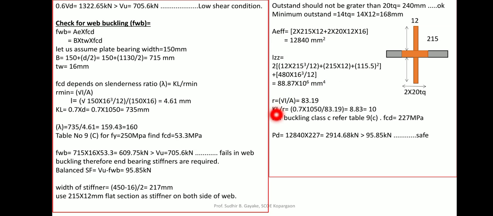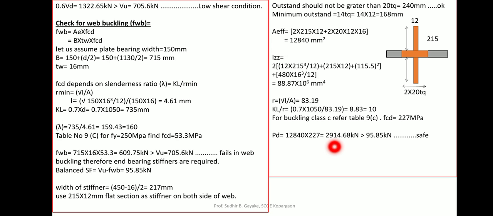Similarly calculate r, the radius of gyration: the calculated moment of inertia divided by area, under root, gives 83.19. Same calculation for KL by r: 0.7 into 1050 divided by the calculated radius of gyration, you are getting 8.83. So almost it is equal to 10, because the table values start with 10. So calculate FCD for this value of 10, and that is equal to 227 MPa. Multiply this value with the area, you are getting a force of near about 2914.68 kilonewton.